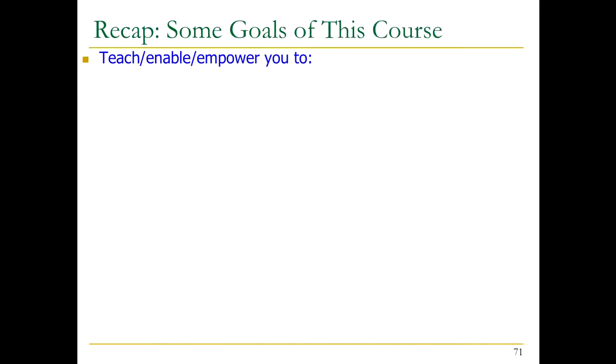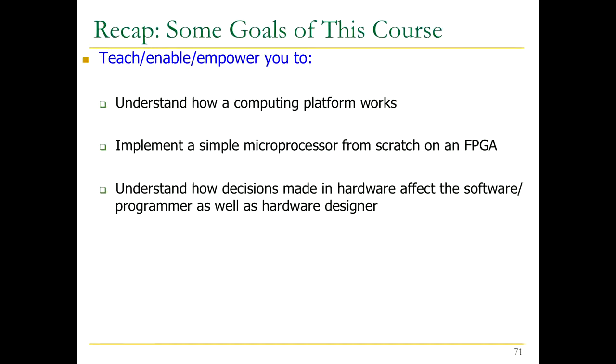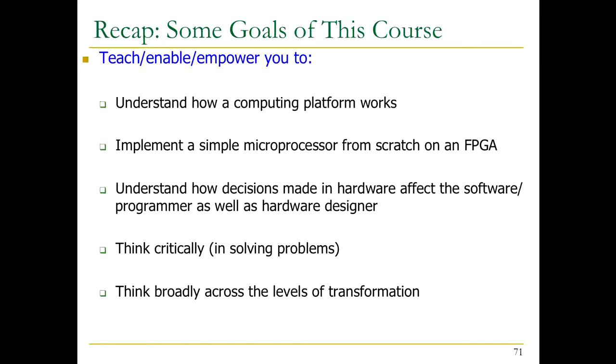So basically, I'll recap quickly. Some goals of this course are to teach, enable, and empower you to understand how a computing platform works. Hopefully we'll see parts of this, but not all of the complexity. You will implement a simple microprocessor from scratch on an FPGA, and understand how decisions made in hardware affect the software. Think critically, which is perhaps the most important part in solving problems. Think broadly across the levels of transformation, and understand how to analyze and make trade-offs in design.